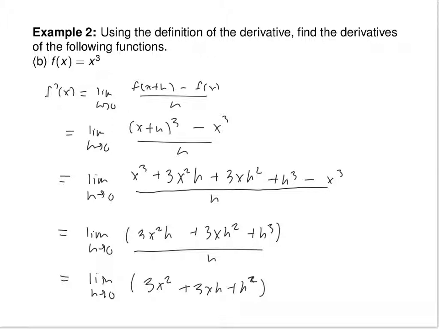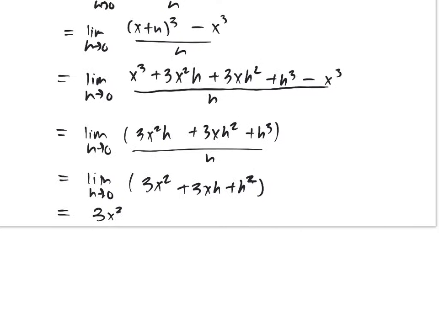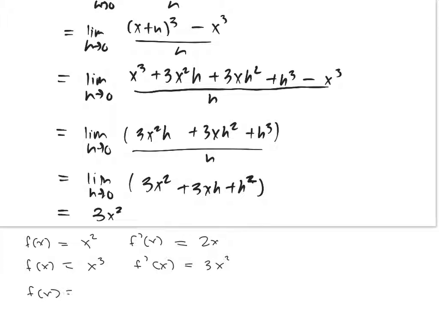Okay. So when you plug in h equals 0, what is that? 3x squared, right? Okay. So tell me if you can see the pattern. In example A, we had f of x equal to x squared. F prime of x was 2x. This one we had f of x equal to x cubed. F prime of x is equal to 3x squared. Do you see a pattern there? And could you predict if f of x was x to the 4th, what would the derivative of that be? 4x cubed. See what happened there?